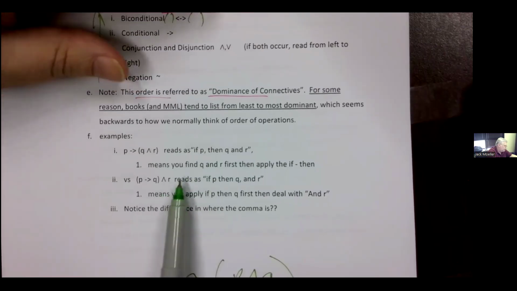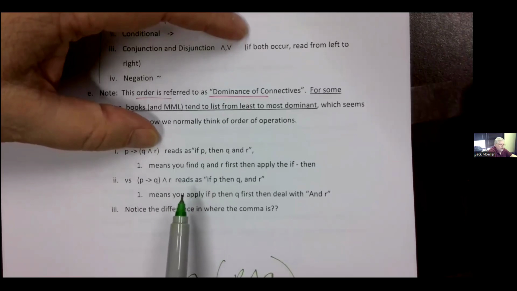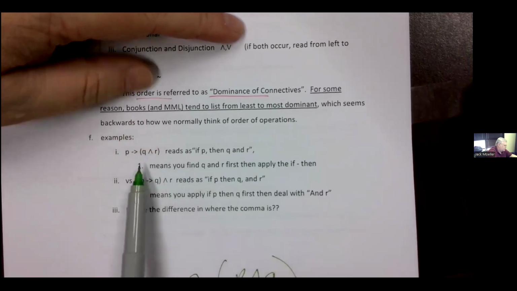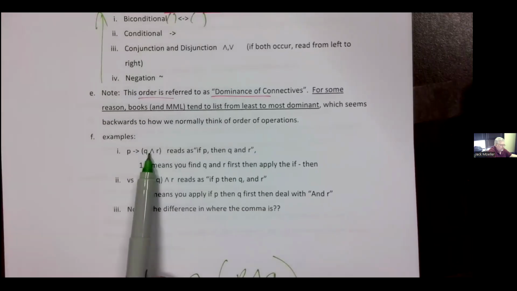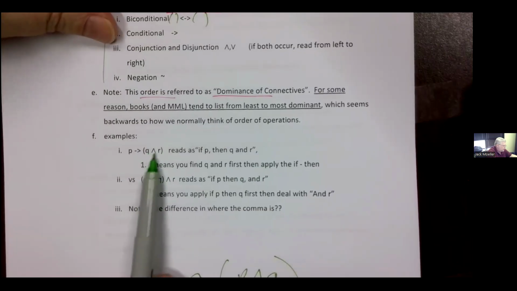So that means you're going to, what do you do first? Because of the parentheses, you're going to find Q and R first, and then you're going to apply the if-then statement. So that's one thing, and then your if-then is the important connective here. That's the secondary one. That's kind of what we'll do first and get it out of the way.